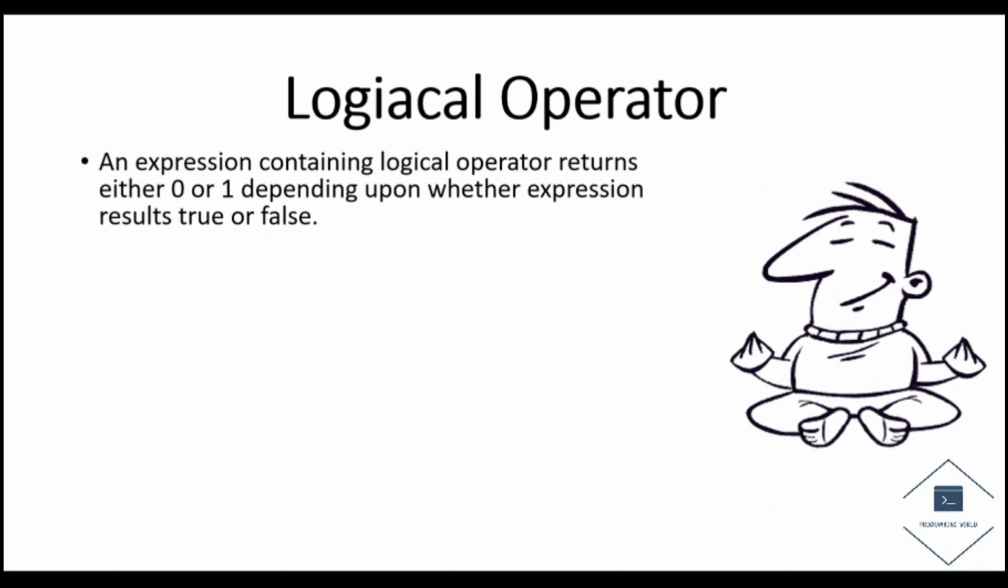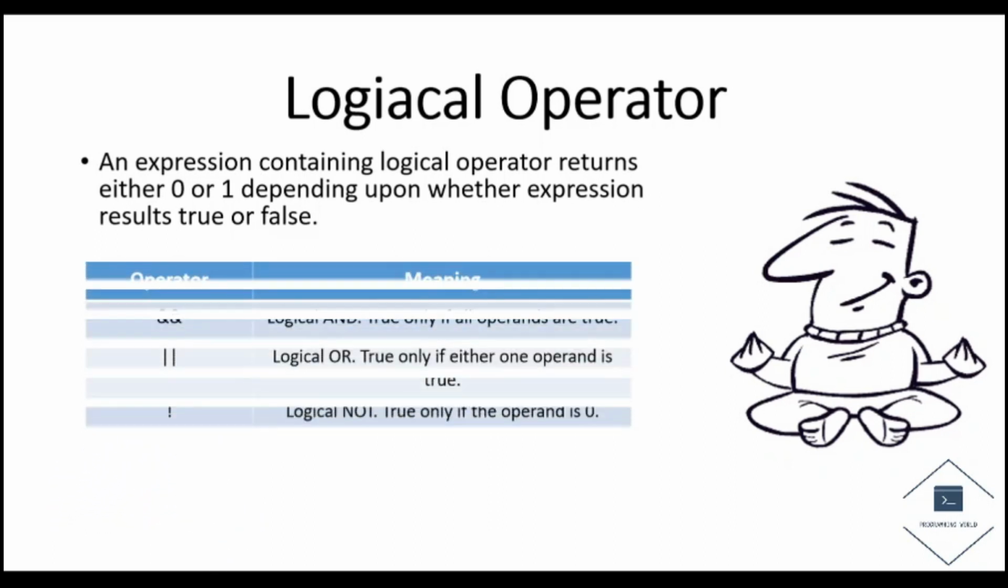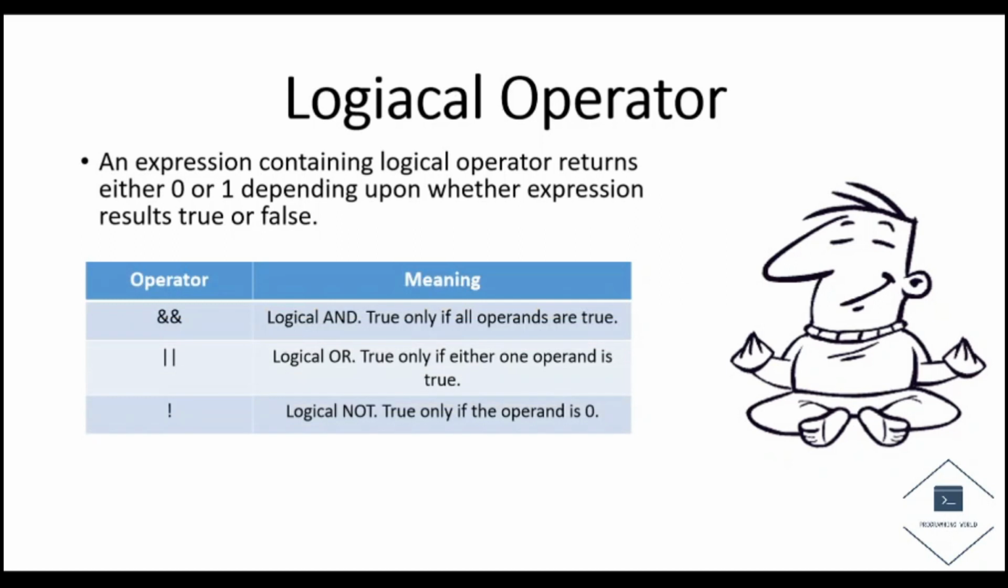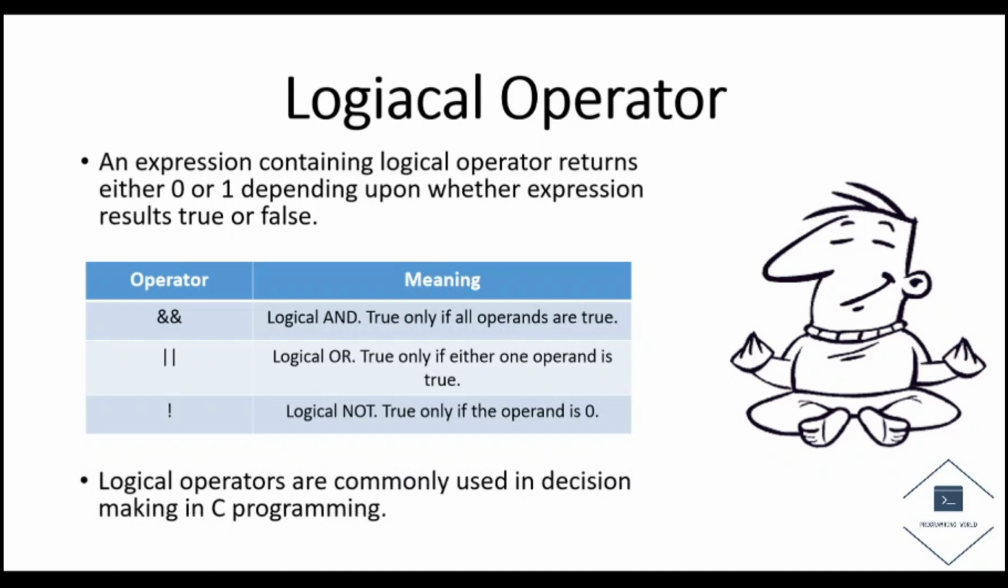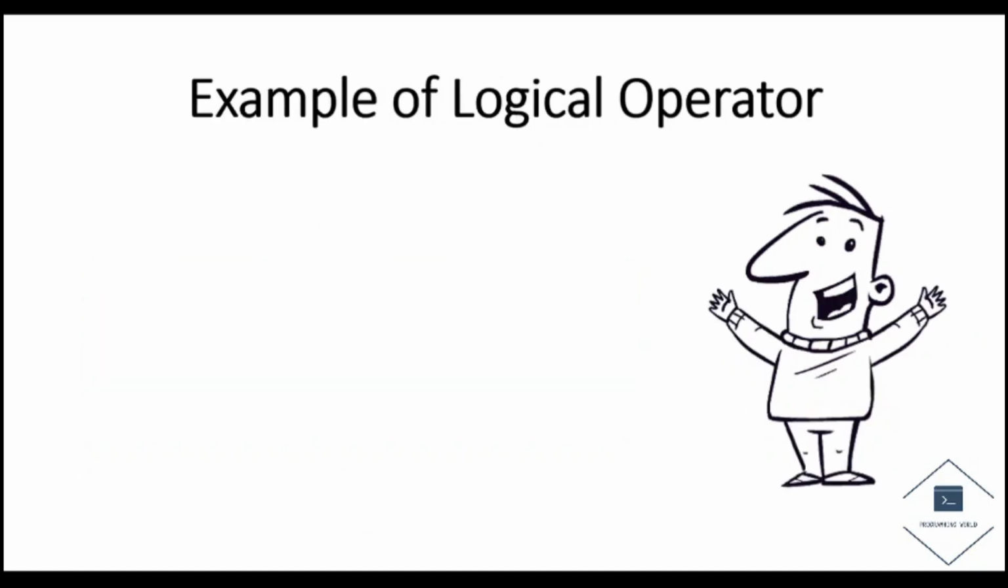Logical operators. An expression containing a logical operator returns either 0 or 1 depending upon whether the expression results are true or false. The following chart will help us understand the operators and their meaning. First one is AND. Logical AND, true only if all operands are true. Second one is OR. Logical OR, true if either one operand is true. Last one is NOT. Logical NOT, true only if the operand is 0. Logical operators are commonly used in decision making in C programming.